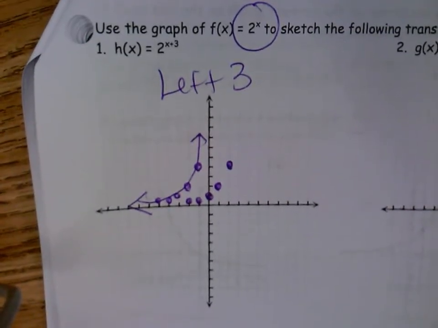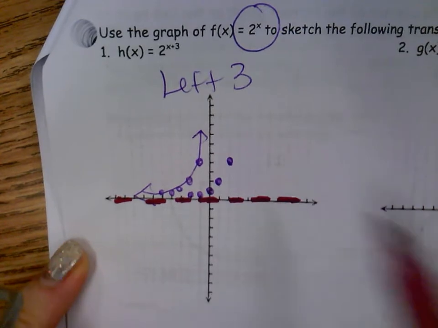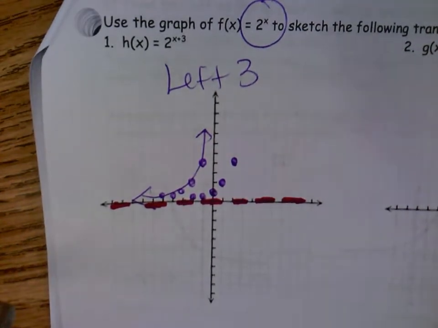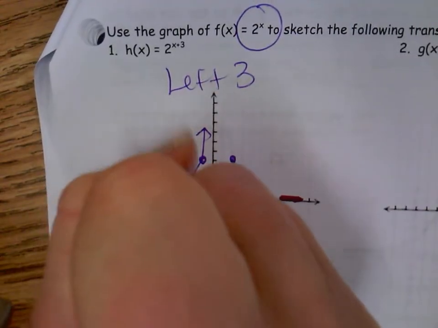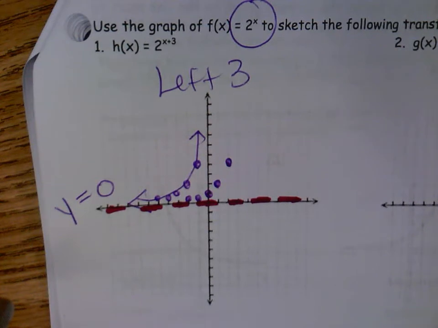Maybe it would help if I did it in a different color here. So at y equals 0, you've got this dotted asymptote. You write it y equals 0. So your graph gets closer and closer and closer. That's going to affect your range of your function.